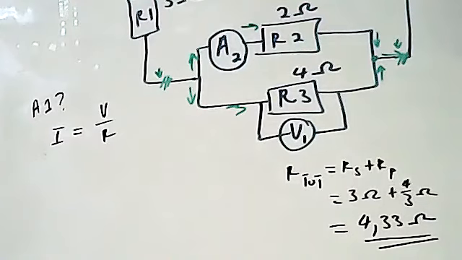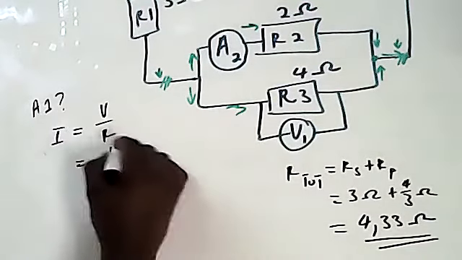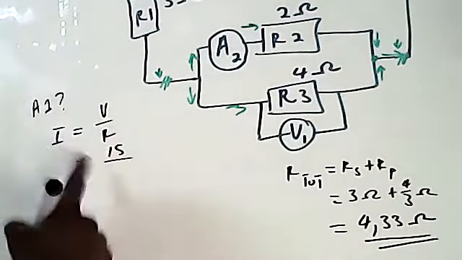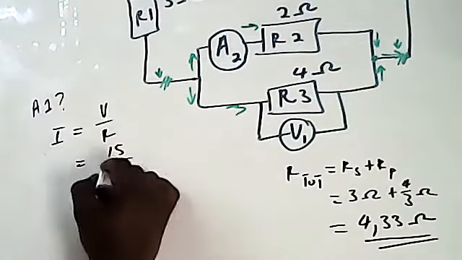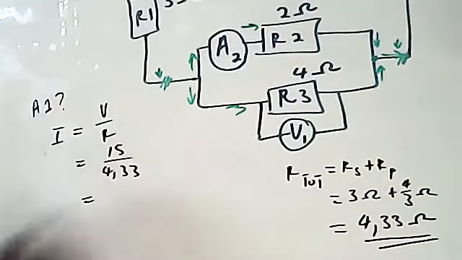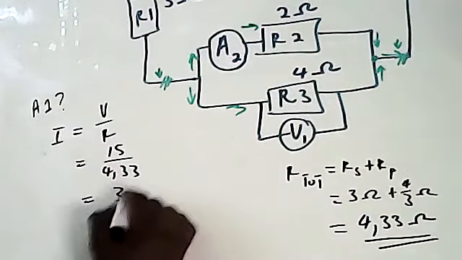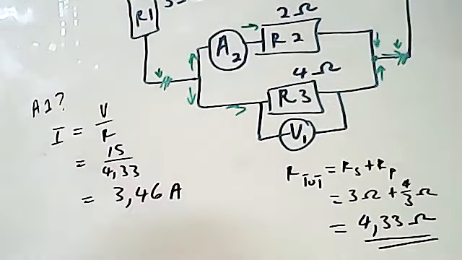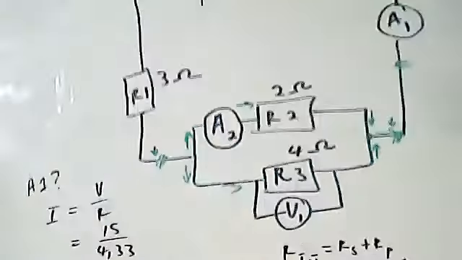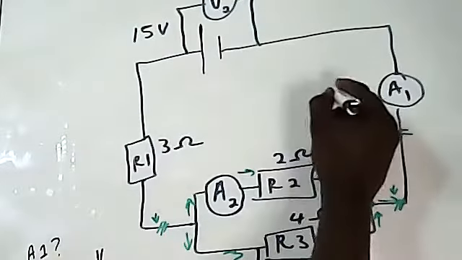So our V is the total, which is 15, and our resistance is the one which we just got, of 4.33. So A1 is going to give us something like 3.46 amperes. So this is A1, right? We know that A1 is now 3.46.